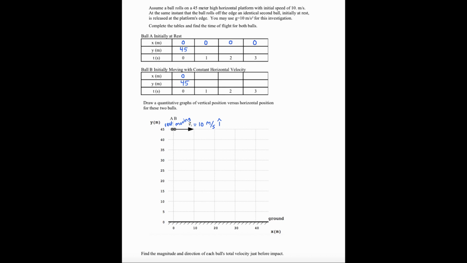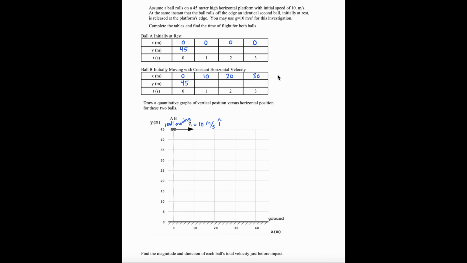Now, as I discussed in a previous video, Earth cannot change the horizontal velocity of an object because Earth only pulls down, and the x and y components are independent. What this means is that after 1 second, we'll find that ball B has moved 10 meters. After 2 seconds have passed, it'll be at the 20-meter mark, and then after 3 seconds, it'll be at the 30-meter mark.